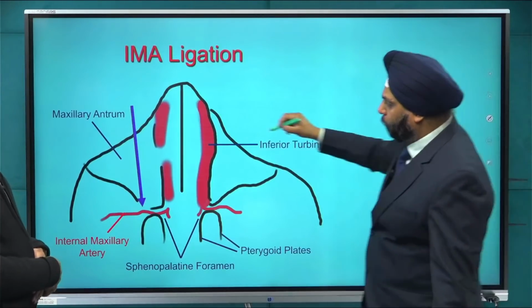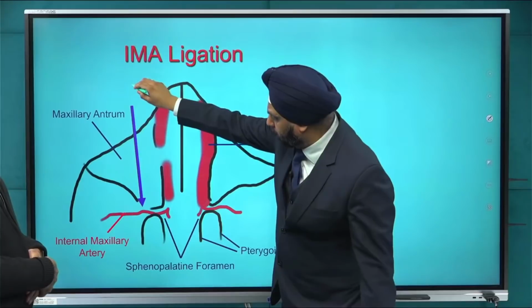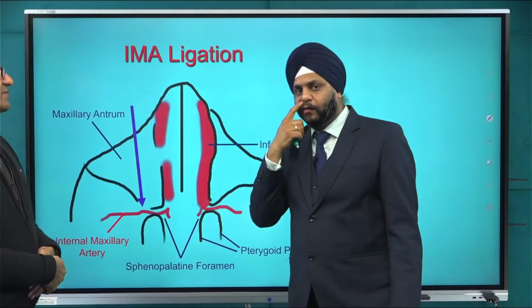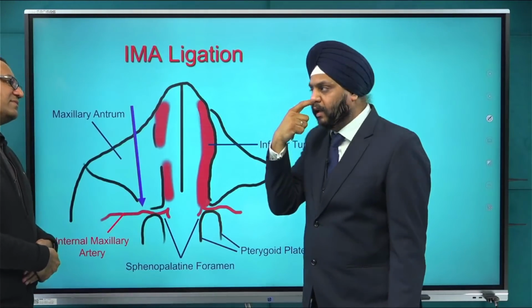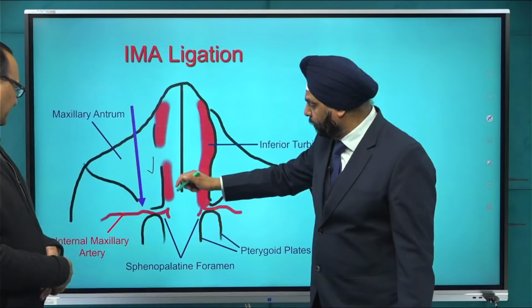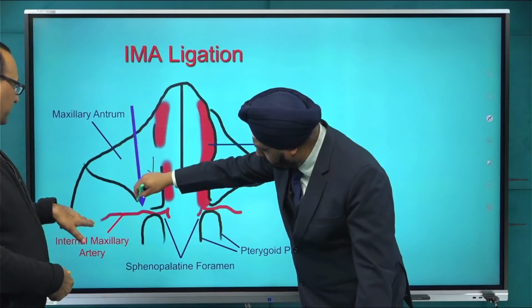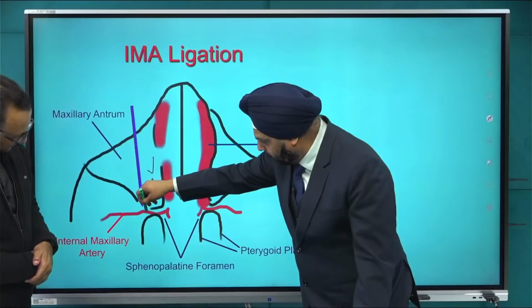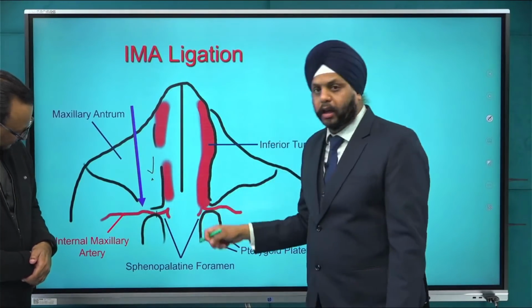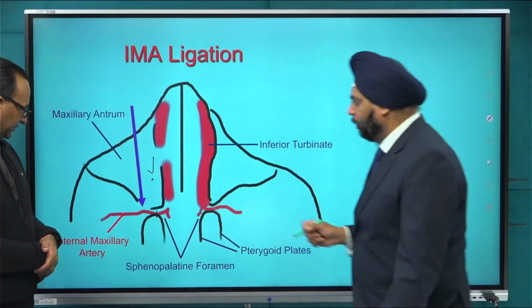So the first approach that we can take is transantral. That's known as the Caldwell-Luc operation. We give a sublabial incision, we break the anterior wall of the maxilla, and we enter into the maxillary antrum. Then you break the posterior wall of the maxilla, and you are directly at the pterygopalatine fossa, where you can find this IMA and ligate it. So that's one approach.